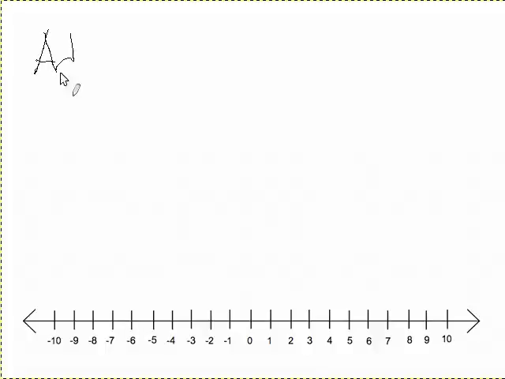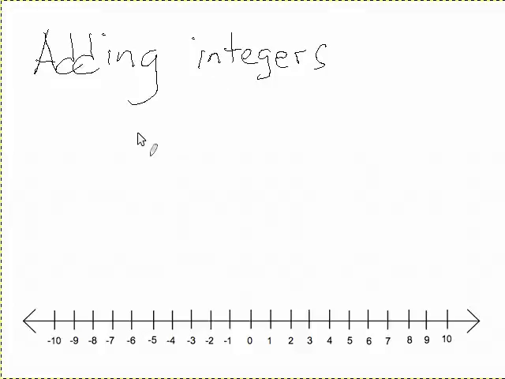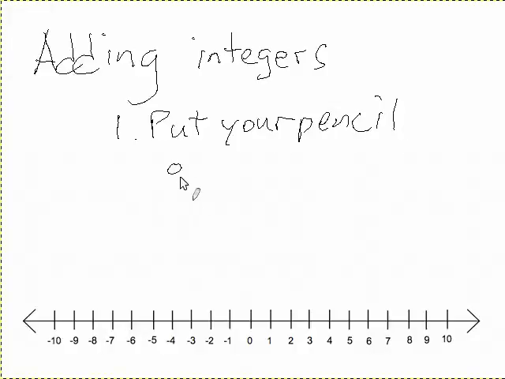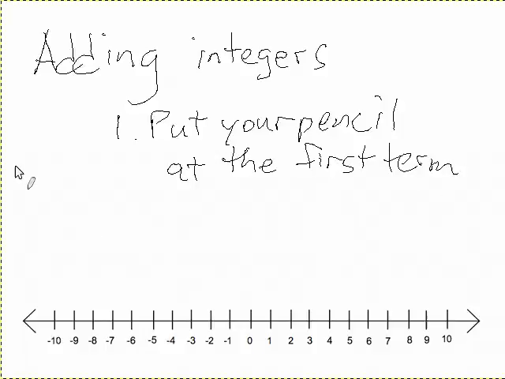Adding integers. For adding integers, we have some steps to do. The first step was put your pencil at the first term. Okay, so if I were to do, say, -2 plus -3, I'd put my pencil at the first term, which is -2.